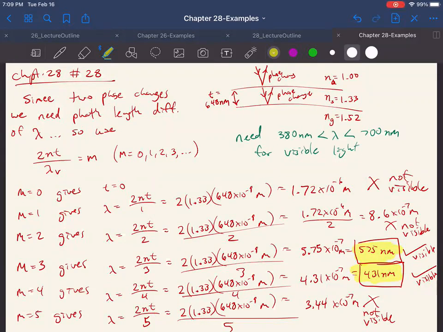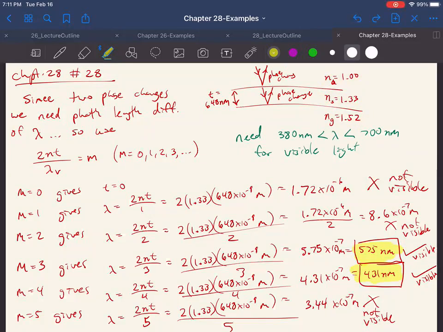This was the next one that was asked. This is chapter 28 again, number 28. Here what we have is a thin film on some material. I can't remember what, it was glass. So we had air, and then I think we had soap, and then glass, making us a thin film of the soap, but it was on top of the glass.